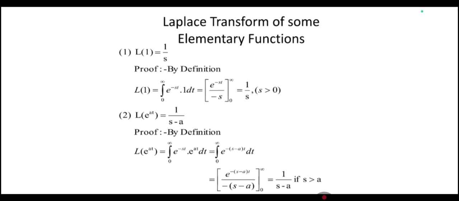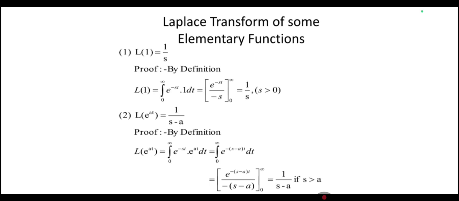Next we see Laplace transform of some elementary functions. First one, L of 1, which is equal to 1 by s. L of 1 equal to 1 by s. Now we can prove this by using the definition. By definition, we can write L of 1 equal to integral 0 to infinity e power minus st f of t dt. So here f of t equal to 1. So you substitute 1, which is equal to integral 0 to infinity e power minus st into dt.